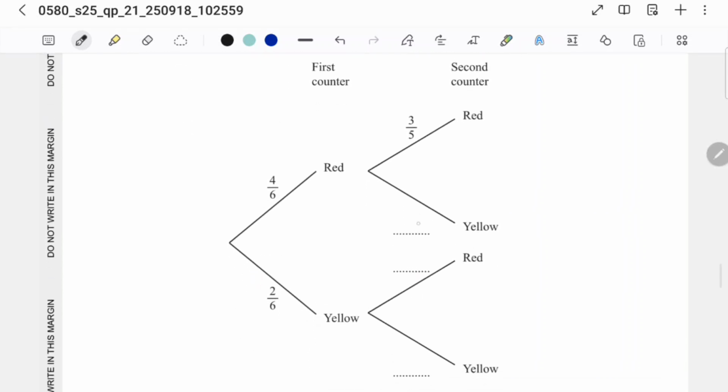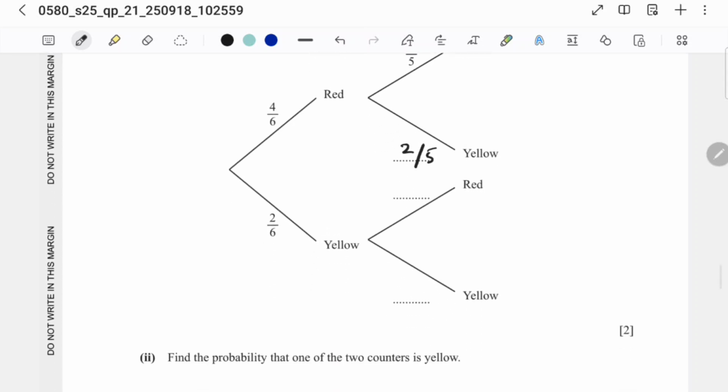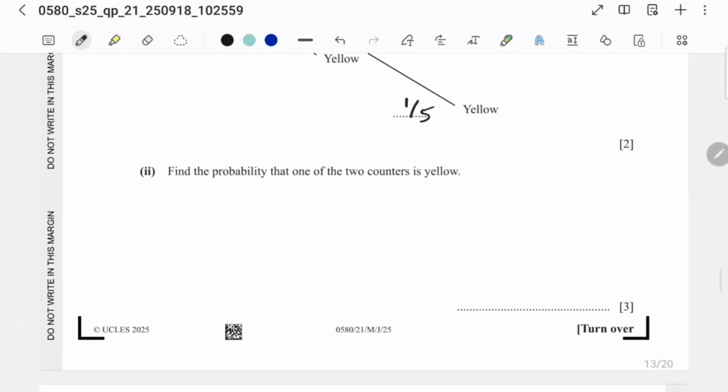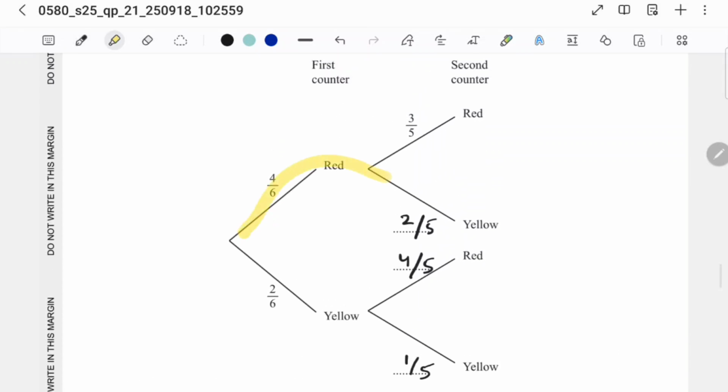That is 3 over 5, then it is 2 over 5, then we reduce it and it is the same, 4 over 5, and now this time we are reducing in yellow. That is equal to 1 over 5. Okay, find the probability that one of the 2 counters is yellow. It means the probability of red yellow and yellow red.